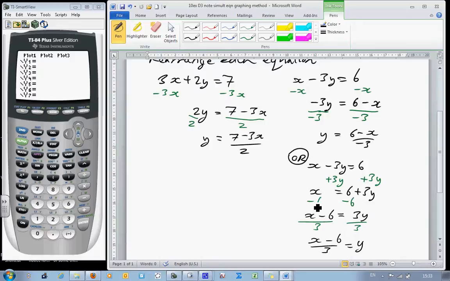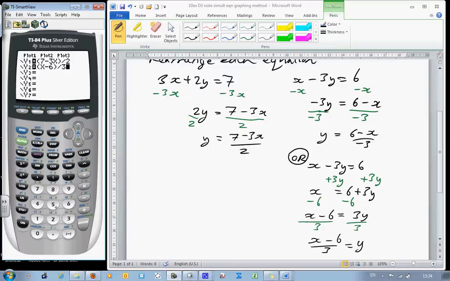So now we need to graph the two equations, so we'd graph 7 minus 3x over 2. Note the brackets. 7 minus 3x in brackets, divide 2. Scroll down. Next one. I'm going to use the second equation down there. Brackets, x minus 6 bracket divide 3. And we're at that point there. Now we've entered the equations. It's a matter of now graphing them.